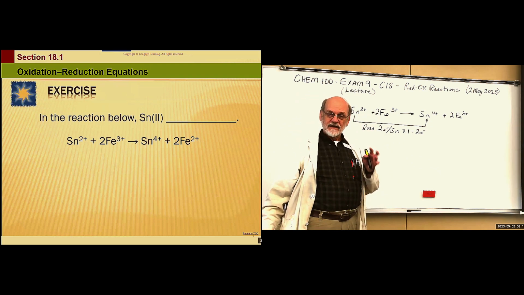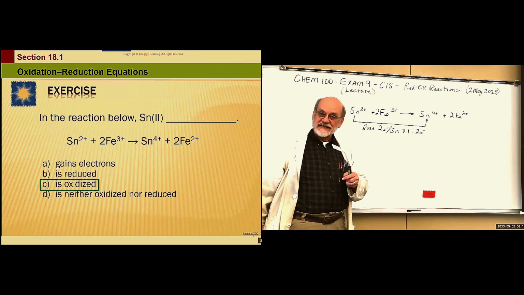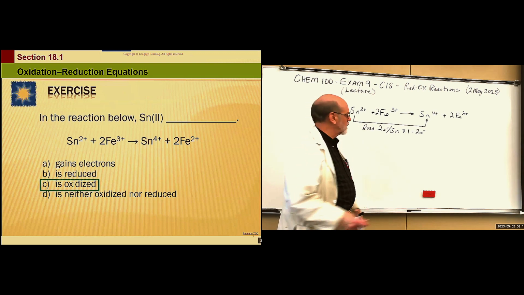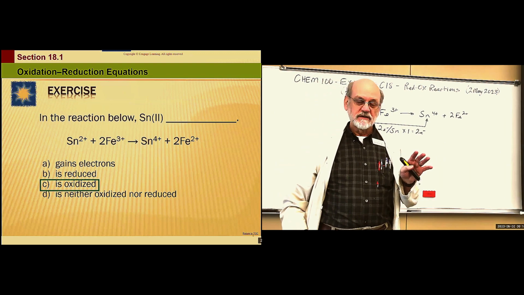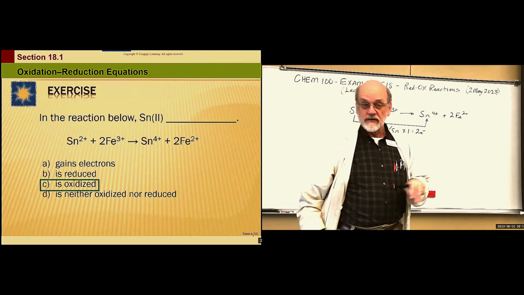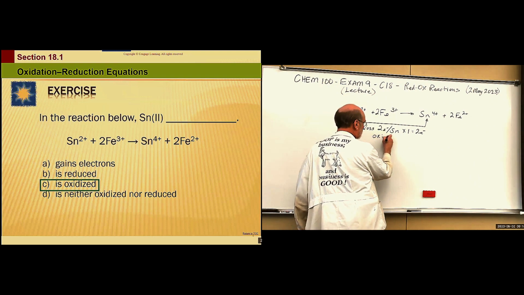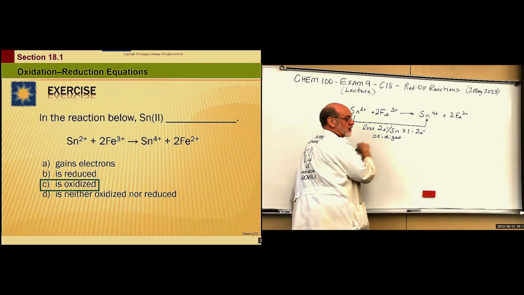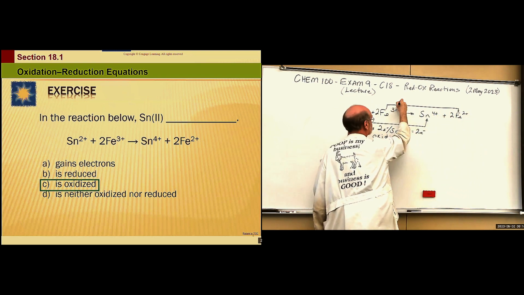What is that? Oil rig. Oxidation is loss. So tin-2 is oxidized. Well, while we're here, what happened to iron? This is a cardinal rule that we use in studying oxidation reductions. They always occur together. You never have an oxidation without a reduction, vice versa. So if tin-2 plus has lost or been oxidized, that means iron must have been reduced. It had to gain.